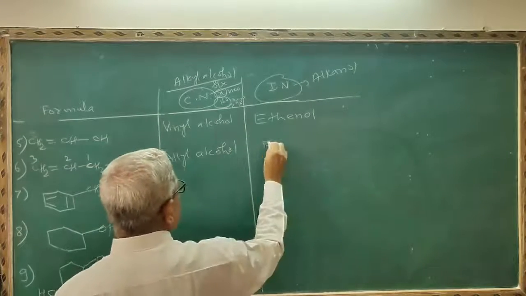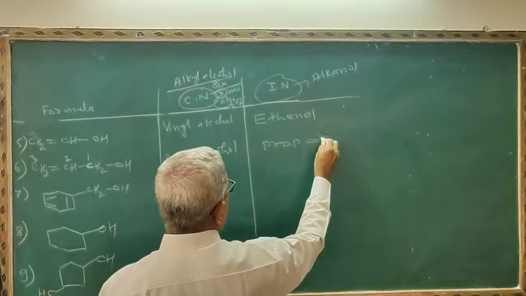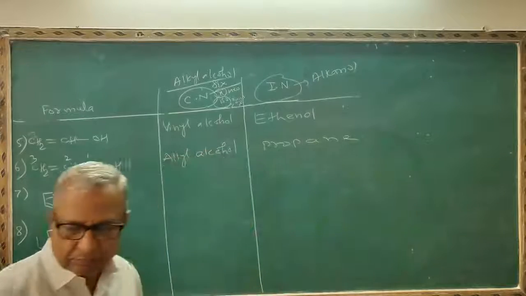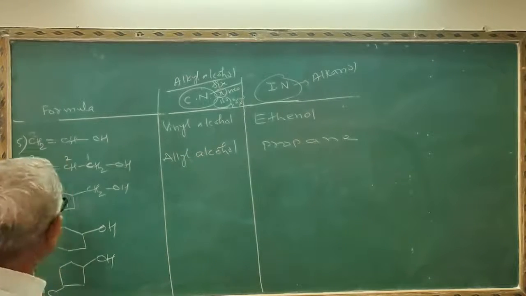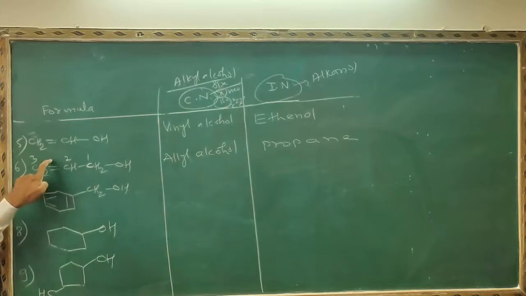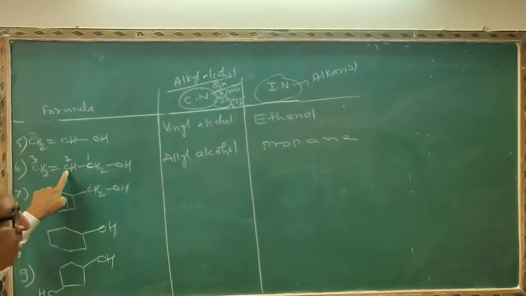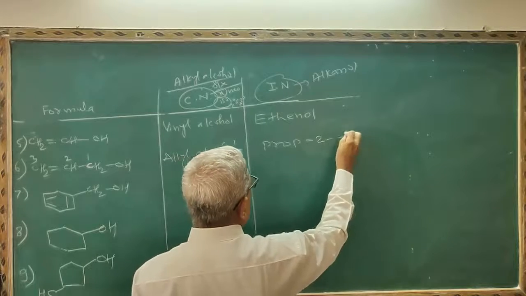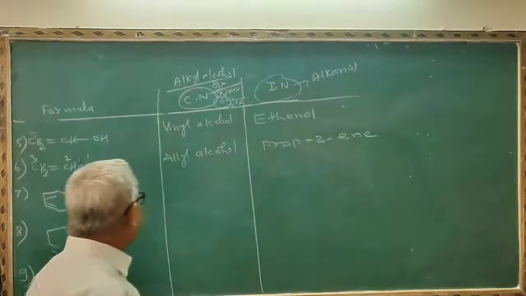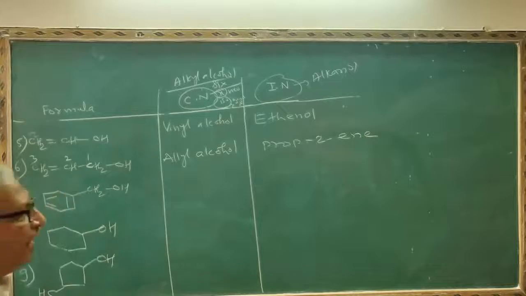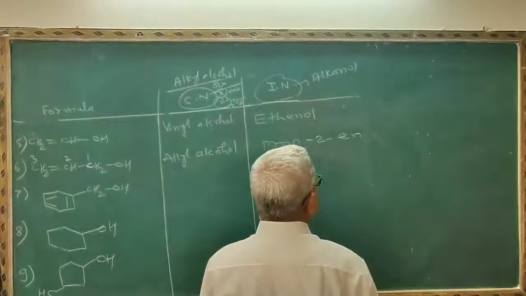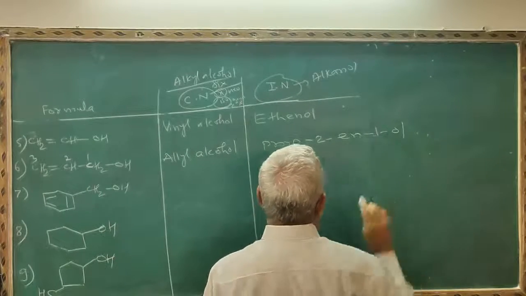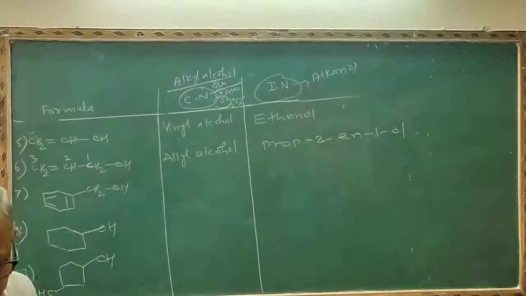It contains 3 carbon atoms, therefore it is a derivative of propane. It contains the double bond, therefore it is propene. The double bond starts from carbon number 2, therefore this is prop-2-ene. It contains the OH group on carbon number 1, therefore replace this e by 1-ol. Therefore this is the IUPAC name, step by step.